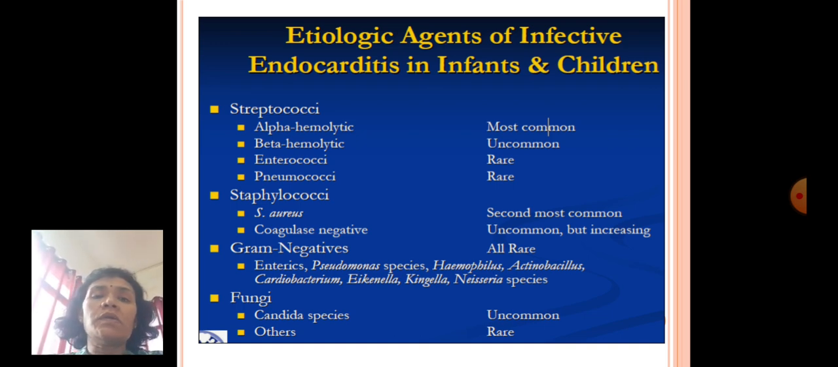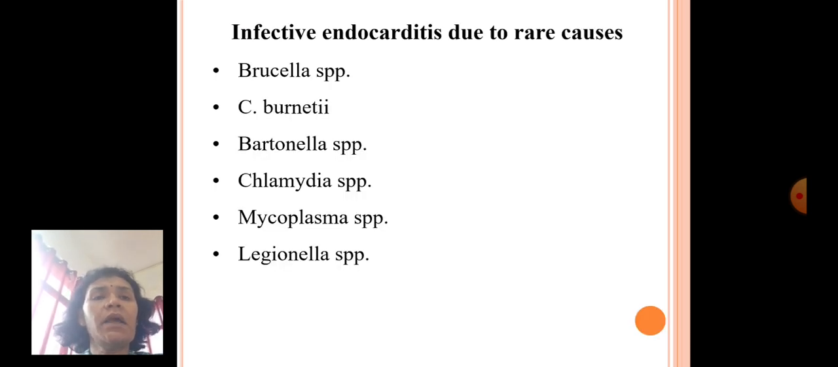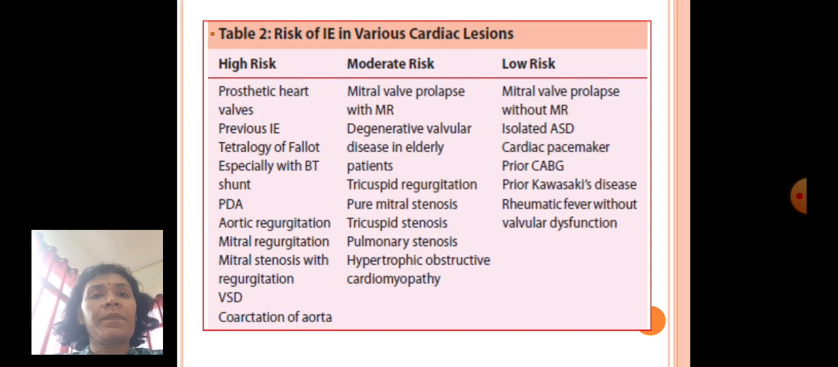Gram-negative bacteria and fungal infection also can cause infective endocarditis in children, but they are rare. Candida and other fungal infections can be there, but they are as such rare, and the most common are streptococcal and staphylococcal infective endocarditis. Rare organisms causing endocarditis are Brucella, Coxiella, Bartonella, Chlamydia, Mycoplasma and Legionella. These can rarely involve the endocardium and cause infective endocarditis.